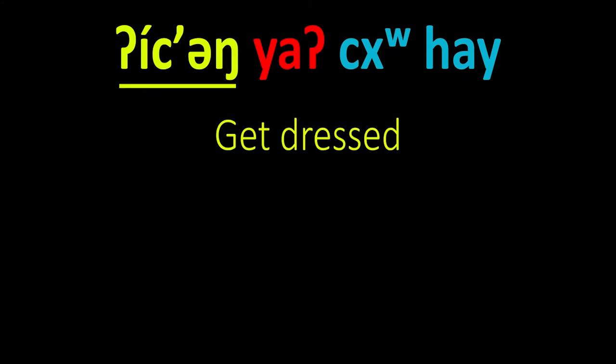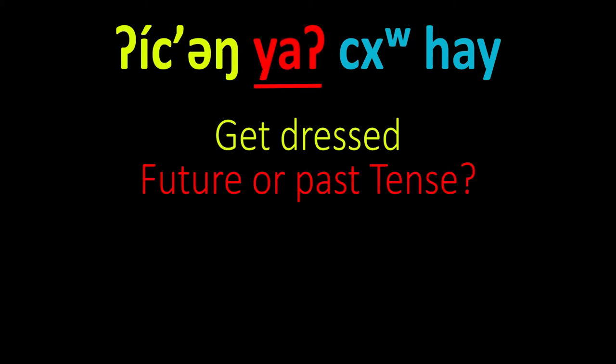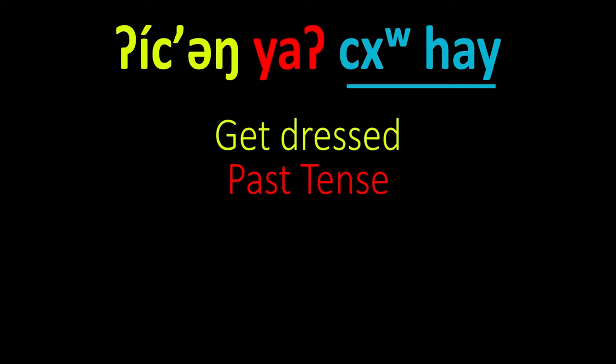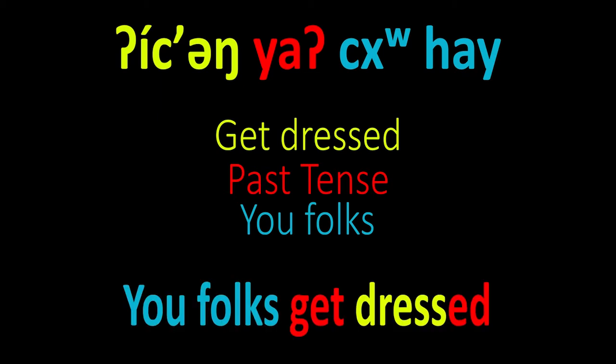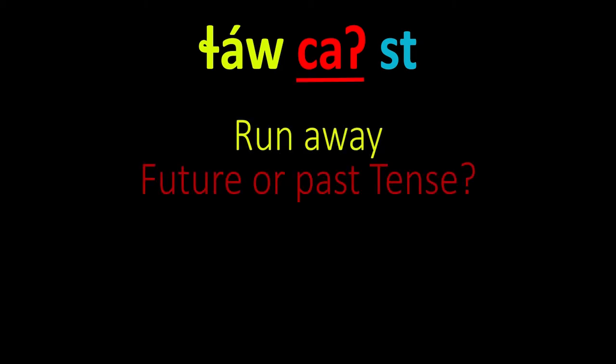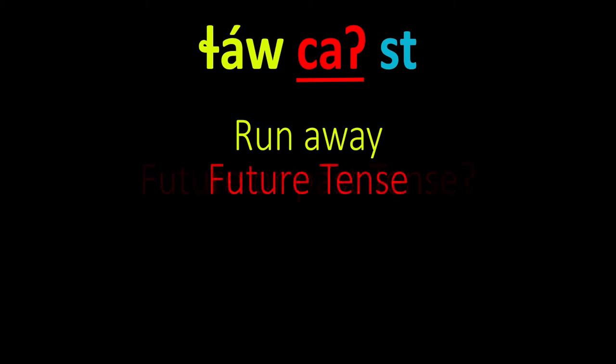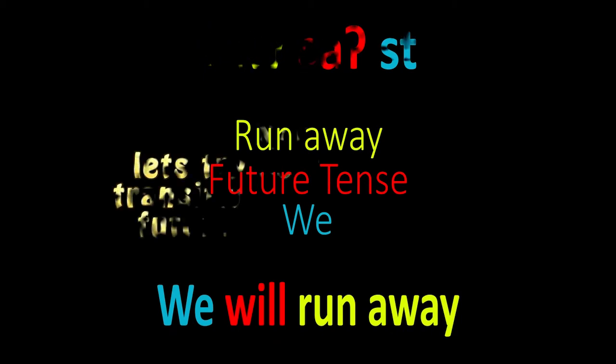Now you try this. Eatsen, get dressed. Ya, is that a future or past tense? Past tense, twi, you folks. So in English, that would be, you folks get dressed. Now try this one. Klaut, run away. Tsa, is that our future or past tense? Future tense. St, we. We will run away.